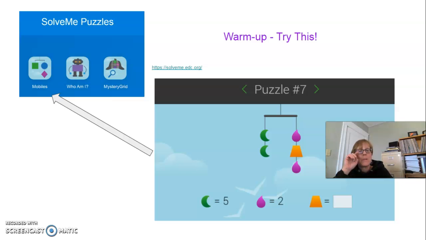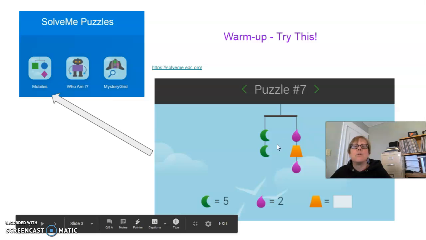So I took this from the website solveme.edc.org. I have the web link. It's kind of small, but this is one of the mobile pictures, or mobiles. If the mobile is horizontal, that means it's balanced. So what's on one side of it matches what's on the other. If you're looking at this, these 2 green moons match these 2 teardrops in that trapezoid in terms of their weight. So see if you can figure out how much the trapezoid has to equal.